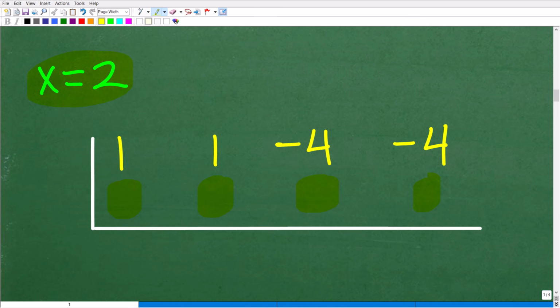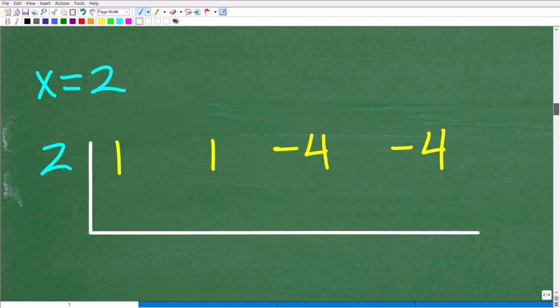Now we're going to check x is equal to 2 in our synthetic division setup. So let's go ahead and do this right now, and this is awesome.